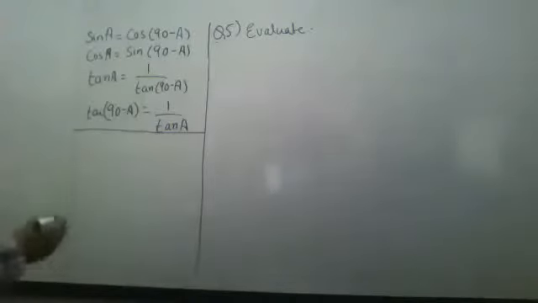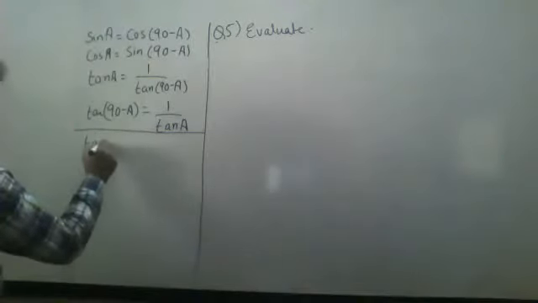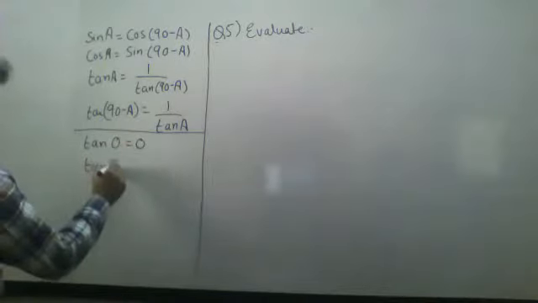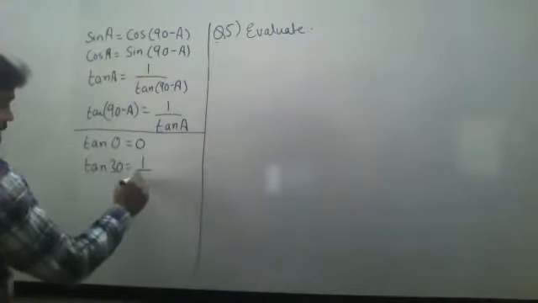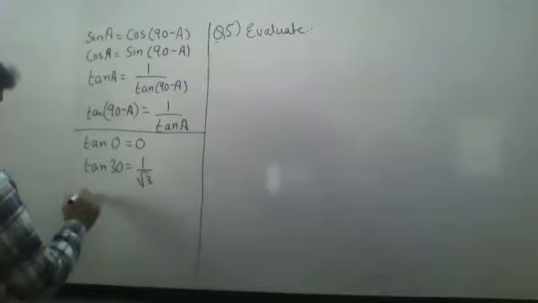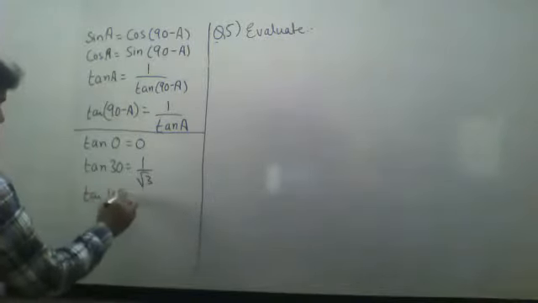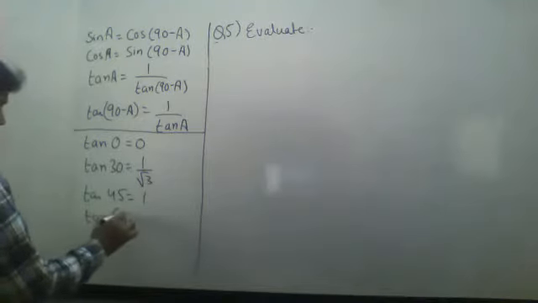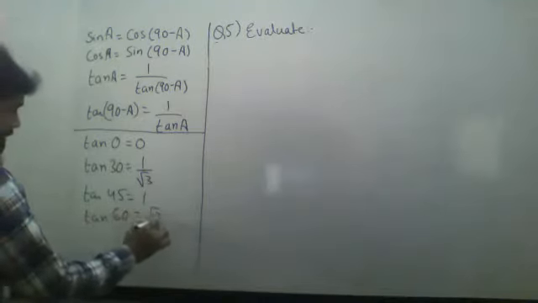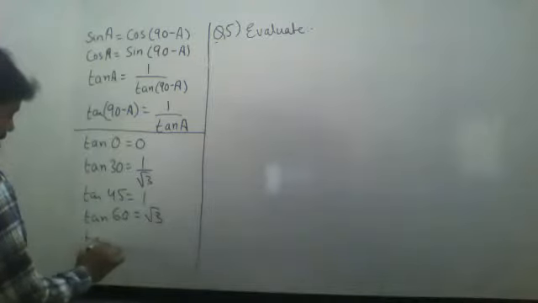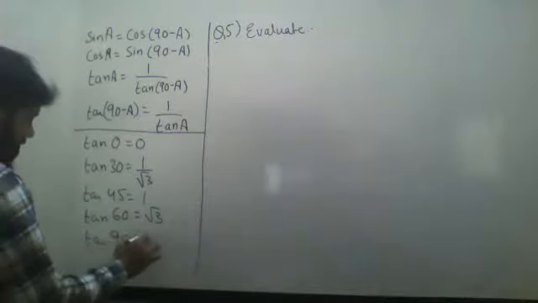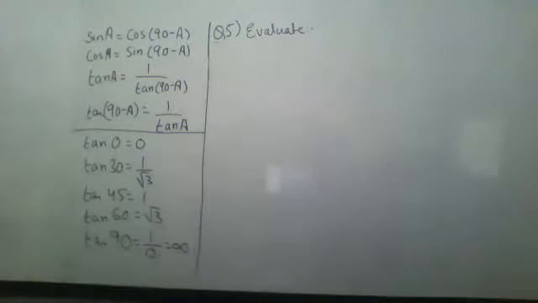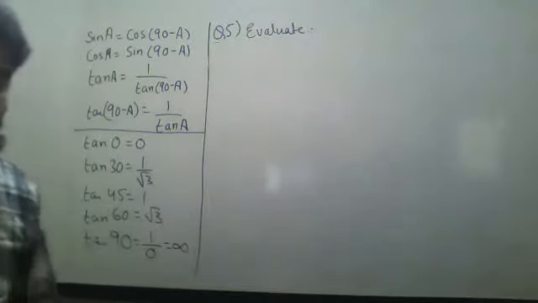Okay, now I'm writing some values. Tan 0 equals 0, tan 30 degrees equals 1 over root 3, tan 45 degrees equals 1, tan 60 degrees equals root 3, and tan 90 degrees equals 1 over 0, which is undefined. These are some values which we have got.